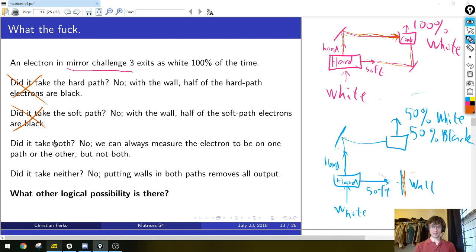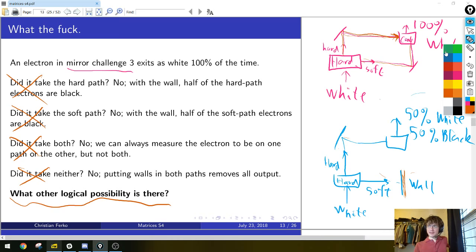So if it didn't take one, it didn't take the second, it didn't take both, and it didn't take neither, it seems that there's no other possibility for what the electron did. We are completely stuck. We're at wit's end. We literally do not have English words for the logical structure that describes what this electron did. Apparently, electrons have a new and completely unimagined way of moving, where it does not take one path, it does not take the second path, it does not take both, and it does not take neither. We simply do not have words for this because humans did not evolve to understand motion such as this.